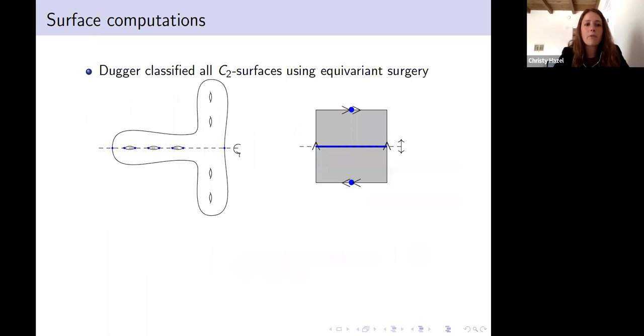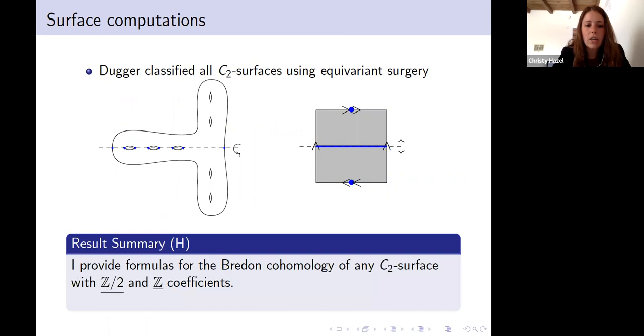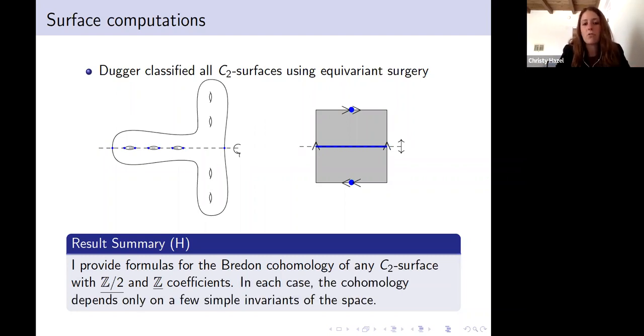One of my first big computations was looking at all closed surfaces with an action of C2. In 2016, Dan Dugger classified all C2 surfaces using equivariant surgery techniques. And using that classification, I was able to compute the Bredon cohomology of any C2 surface, first with constant Z2 coefficients and then with constant Z coefficients. I won't tell you the big answer in this video, but in both cases, I was able to present the answer in a nice way that really only depended on a few simple invariants of the space. So this was my first go at doing a big computation and trying to organize the answer in a nice way.